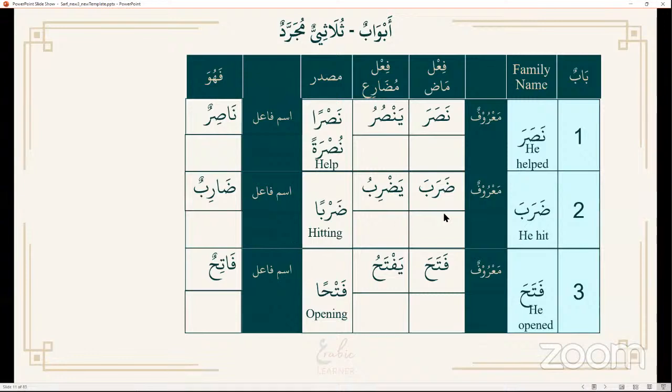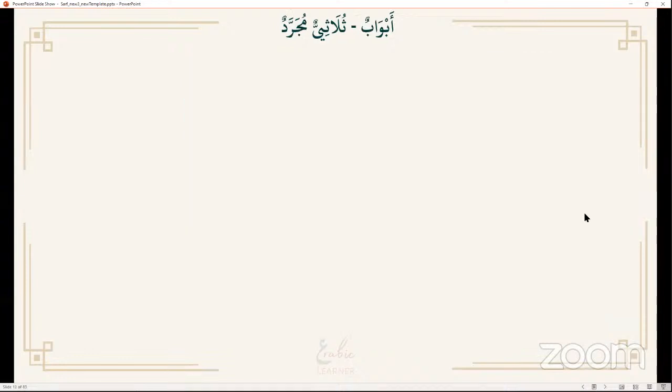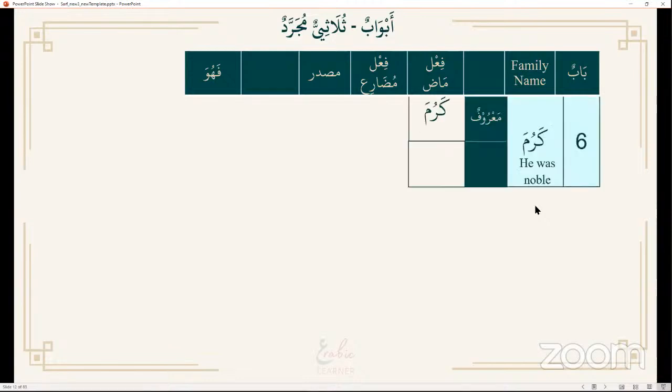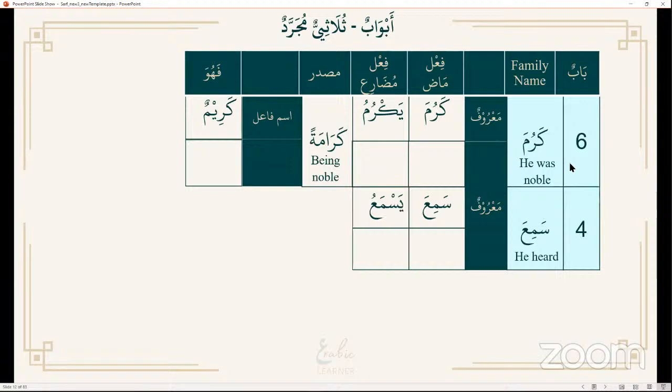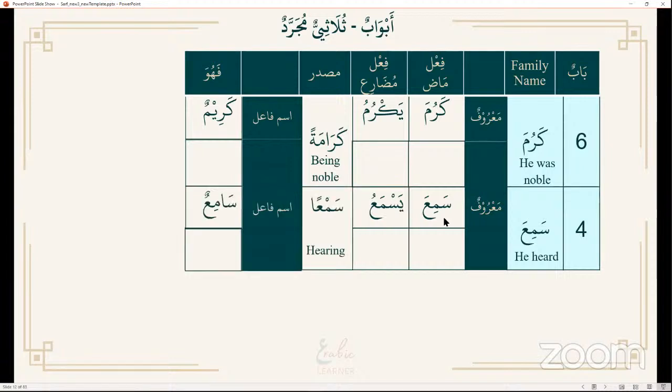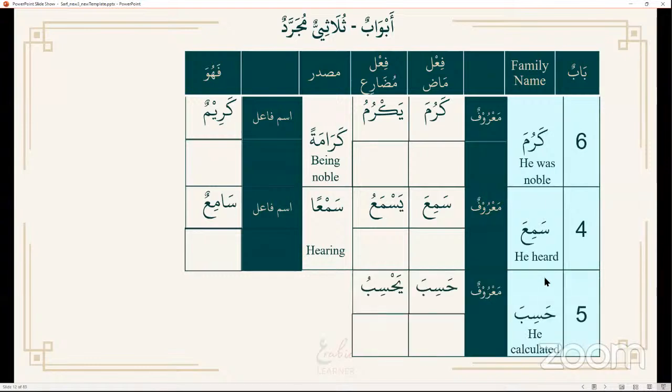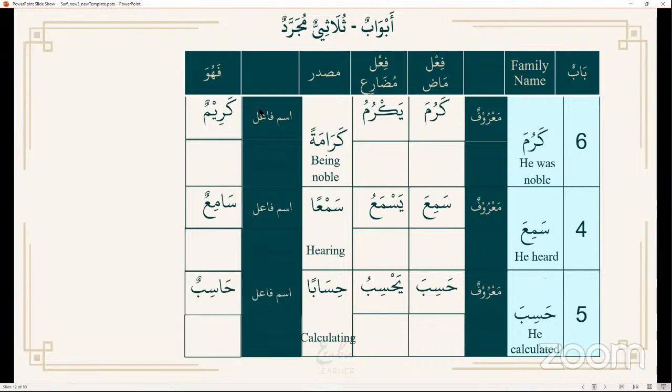Okay. Next. Karuma yakrumu karamatan fahuwa karimun. Now this karimun is exceptional here, so ignore that, but this is not valid for other things. Sami'a yasma'u sam'an fahuwa sami'un. Hasiba yahsibu hisaban fahuwa hasibun. So the only exception is karimun.